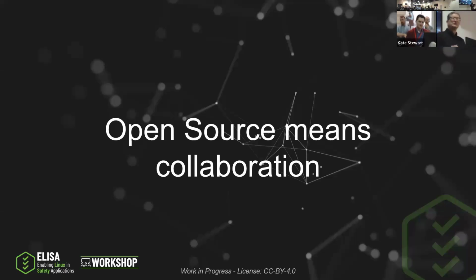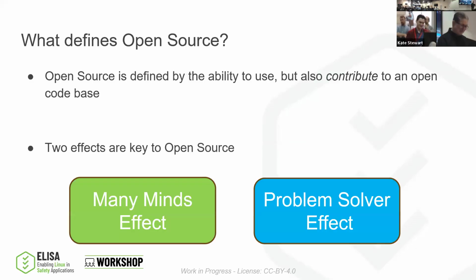Okay, so now that was the space part. So now this is the open source part, which is going to be remedial for a lot of people. But what defines open source? Open source is defined by the ability to use, but also to contribute to an open code base. And there are two key effects that I refer to as the open source effects. The many minds effect and the problem solver effect.